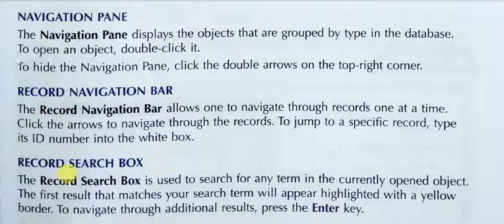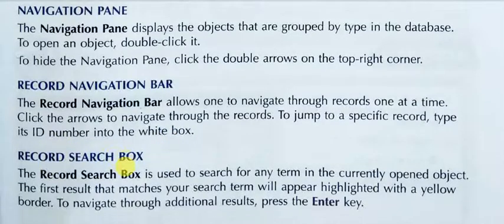particular record. The next, record search box. So in the record search box you can type the record which you want to search. Okay, so it is used to search for any term in the current object. The first result that matches your search will appear highlighted with the yellow border. To navigate through additional results, press the enter key. So you have to press the enter key to navigate to the different results.